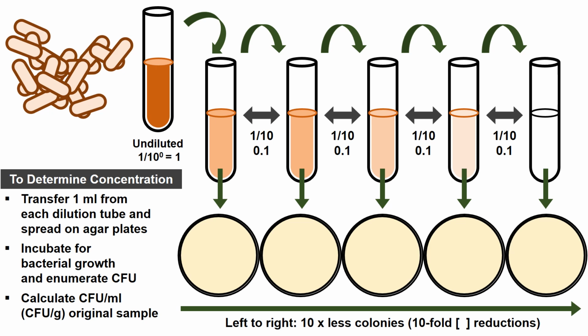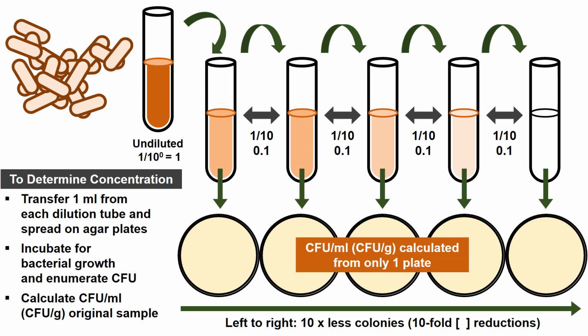Lastly, the third bullet there on the left, we want to do what we came here to do. Calculate our CFU per mil, aka CFU per gram, of that original sample. As I mentioned, colony forming units per mil, concentration, is calculated from only one plate, the plate containing 30 to 300 colonies.